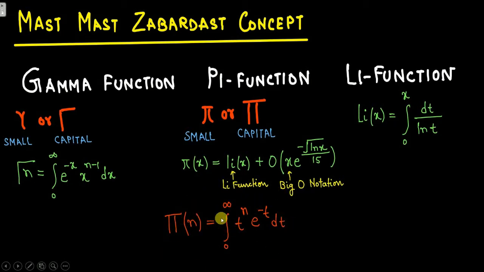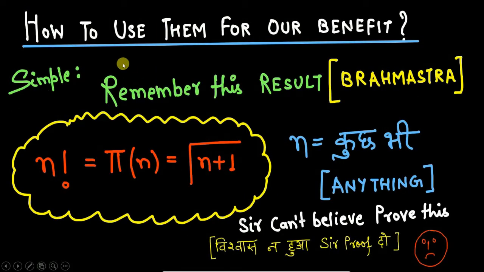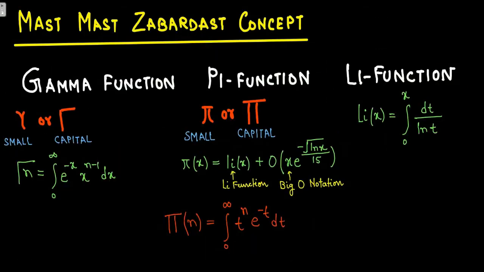So capital pi of n is equal to integration of 0 to infinity t to the power of n e to the power of minus t dt. Okay, so remember that this is important for us for solving the problems. This relation, that is the gamma function, is important, and this capital pi function is important. These are some extra knowledge that I have given you. Now you will be having some questions, how to use them for our benefit. The big question that arises in front of us is how to actually use them for our benefit. What is the purpose of studying this gamma function, pi function and all? Unless it has a very good use, why will I study this? Isn't it? So let's see.